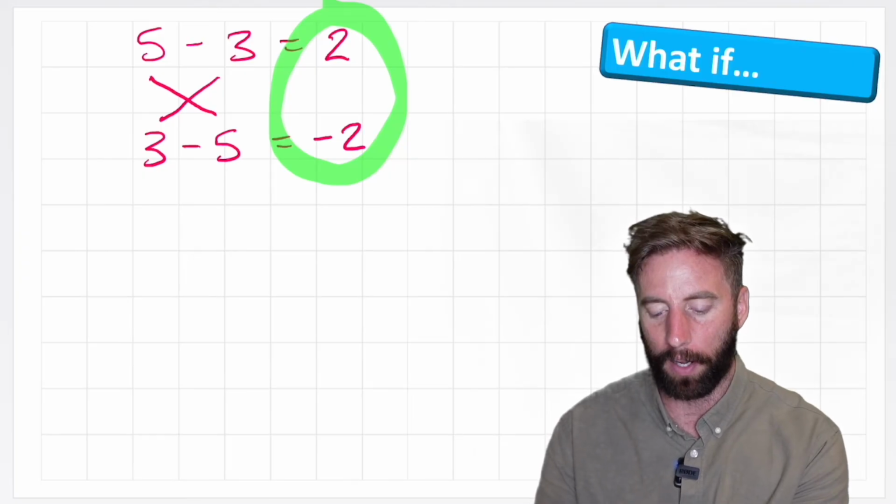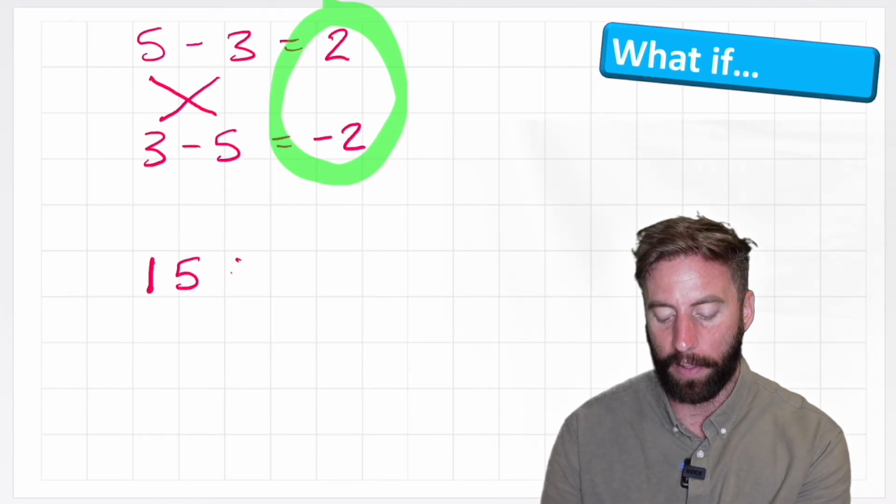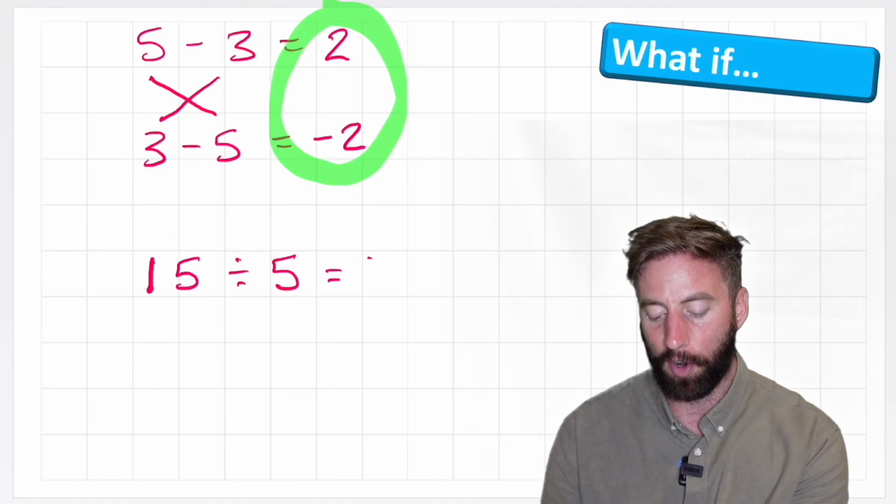Let's have a look at division quickly. If I have 15 and I divide that by 5, I get 3.